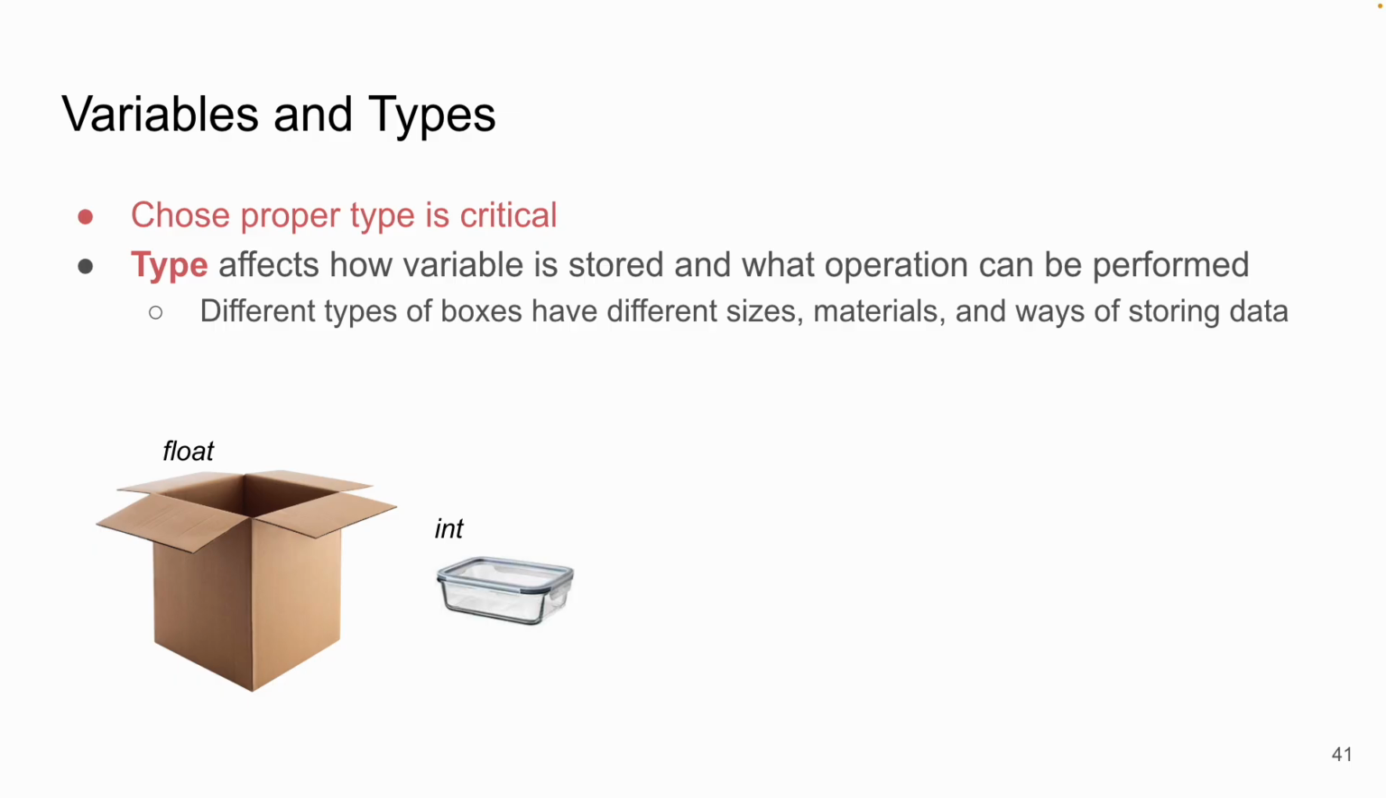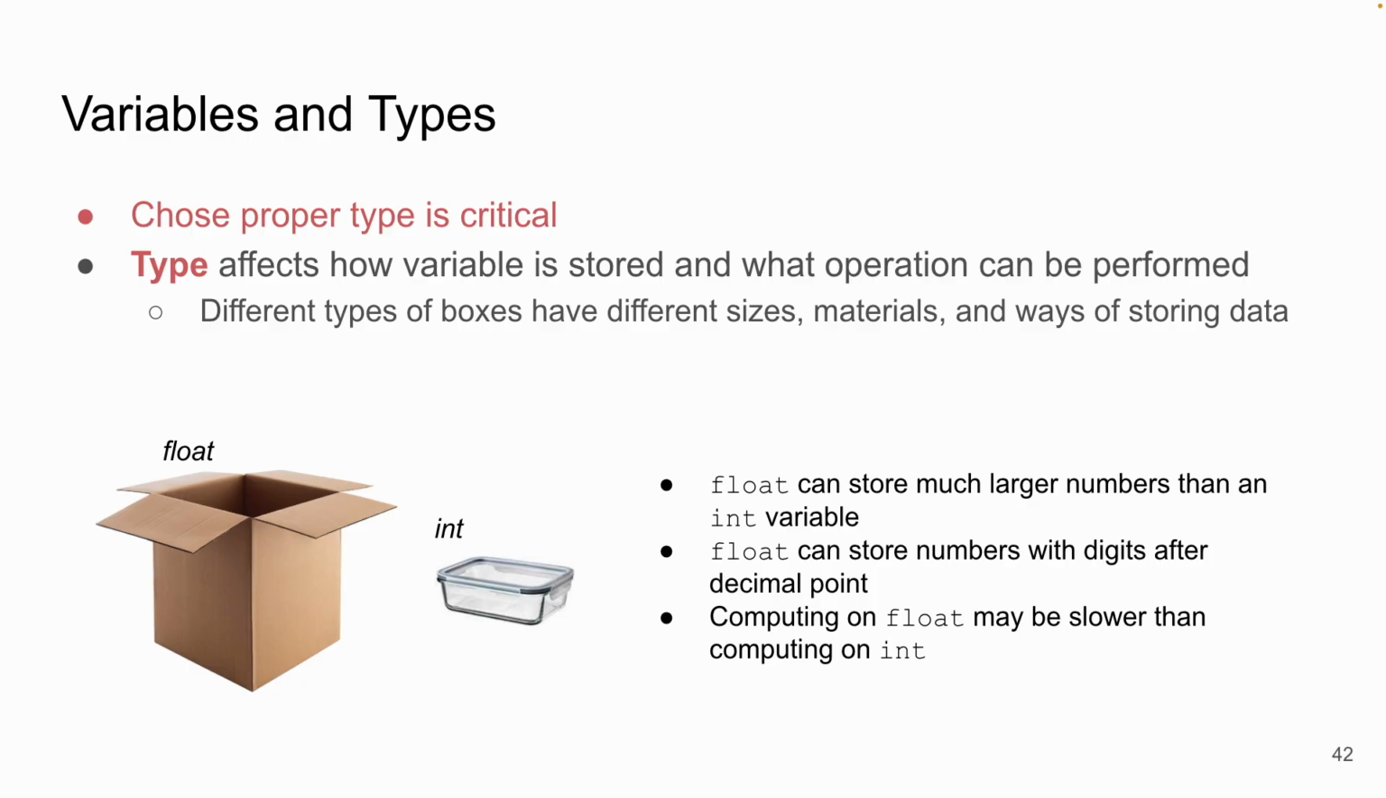So let's continue. This Tuesday we talked about variables, right? We can use variables to store data, and variables have different types. Different types of variables differ in many ways. For example, we can compare variables of type float and int. The float variable has a larger memory size compared to int because float needs to store more digits, more numbers.